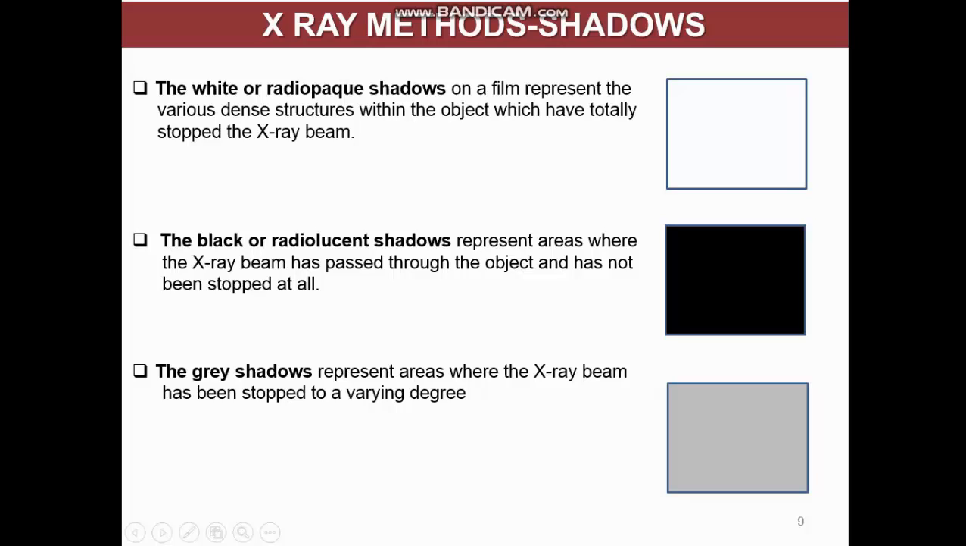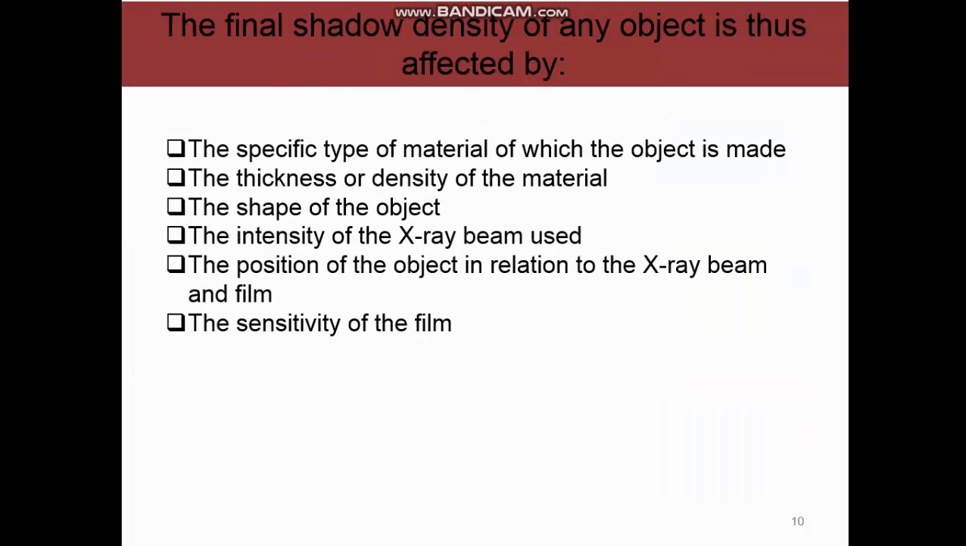The black or radiolucent areas represent areas where the X-ray beam has passed through the object and has not been stopped at all. For example, lungs appear on X-ray film as dark, translucent areas. The gray shadows represent areas where the X-ray beam has been stopped to a varying degree, for example, different types of soft tissue such as muscle and fat.